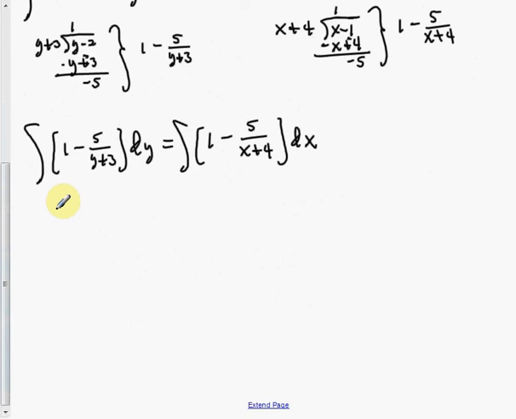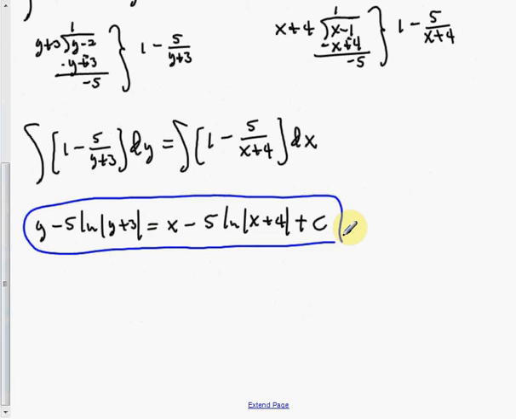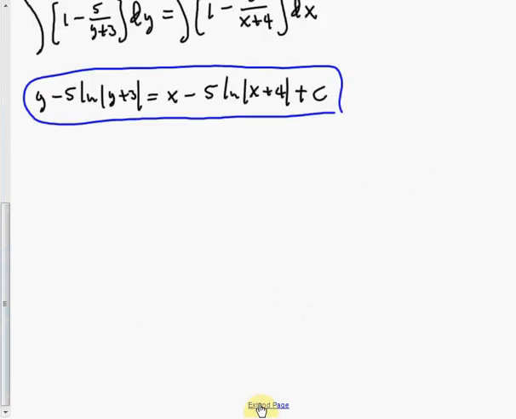So we integrate. So here this becomes y minus 5 times the natural log of the absolute value of y plus 3 is equal to x minus 5 times the natural log of the absolute value of x plus 4 plus c. And you can just leave it just like that. I'm fine with that. I mean, you can take it another step to try to clean it up. It doesn't matter with me. If you went further, again, I'm fine with that, right?